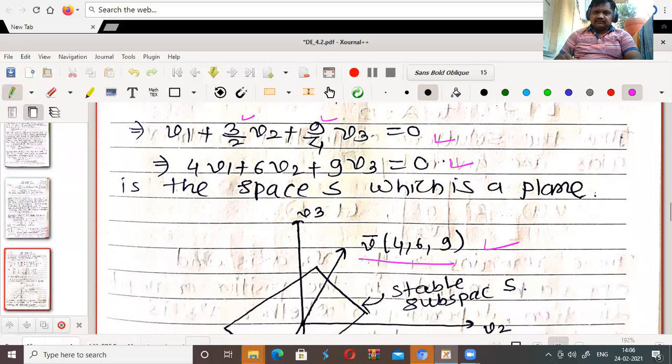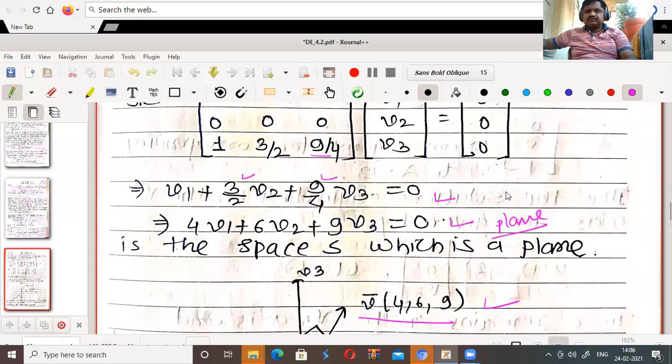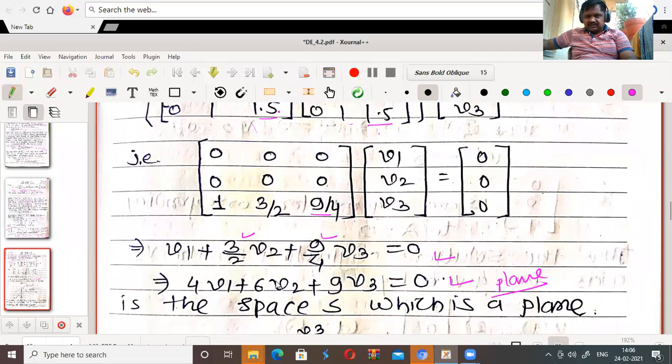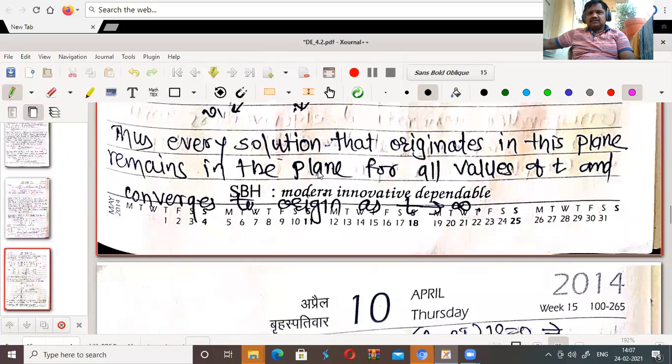What about this? This is a plane, a plane with normal 4, 6, 9, and it is nothing but our stable subspace. With respect to this plane, your solution becomes u(t) equal to lambda to the power t operating on v. So this is our v, and we multiplied it by lambda to the power t, where lambda here is 0.5, so 0.5 to the power t. And we know that as t tends to infinity, this whole thing approaches 0; that is the stable subspace. Therefore, this is called the stable subspace of the given system. Thus, every solution that originates in this plane remains in the plane for all values of t and converges to the origin as t tends to infinity.